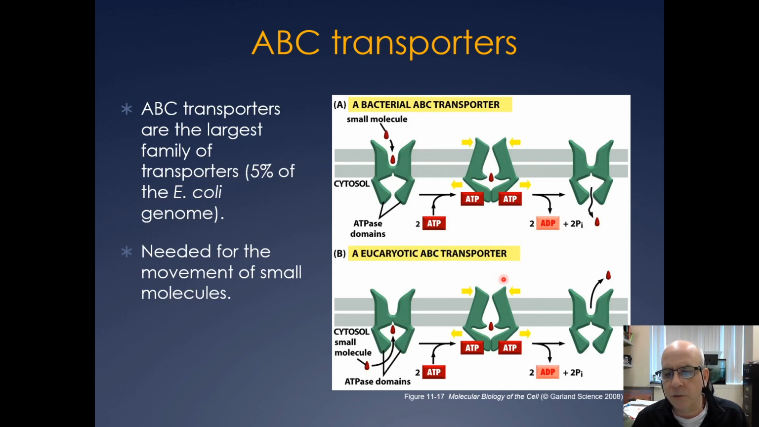In eukaryotic ABC transporters, they're oftentimes involved in pumping things out. So here you have a small molecule in the cytosol. It'll flow in, and then the ABC transporter will bind ATP, and it changes conformation, and then it can move it into this vestibule area here, and then it hydrolyzes it and goes back to its resting conformation, and the molecule can just flow out. And these are actually a pretty large family of transporters. 5% of the E. coli genome actually encodes for these ABC transporters.